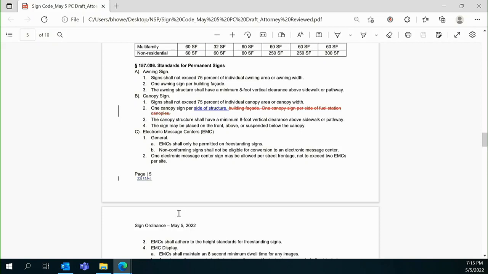Okay. Well, we'll just ask really, really long questions while you recover. It's just, I think it's either building facade or it's per side of structure. It's one or the other for both paragraphs, just to make it parallel structure of language. I think we picked structure because the canopy looks different. Yeah. Got it.